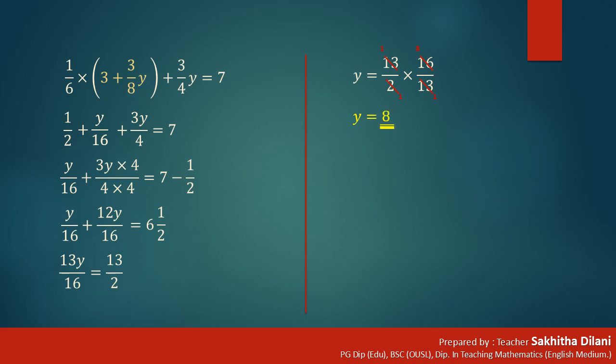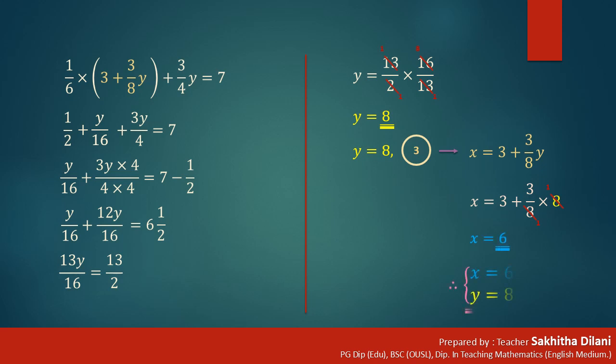Now let's substitute the value of y in the third equation. That is x equals 3 plus 3/8 y. Now y is replaced by 8. After simplifying, the value of x is 6. So the solutions are x equals 6 and y equals 8.